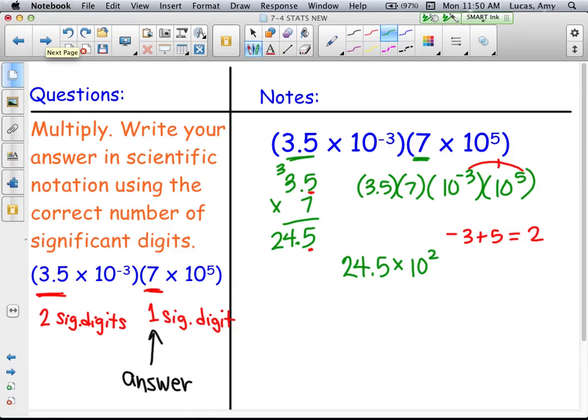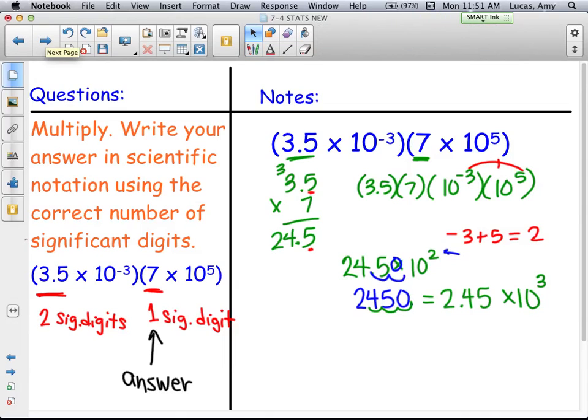Now, that is not in scientific notation. It's not. So if I write it out in standard form, 10 to the second power is like 100, so I'm going to move my decimal point 2 places to the right. So in standard form, it's 2,450. So if I moved it back to scientific notation, 1, 2, 3 places it would have to go. So 2.45 times 10 to the third power. That would be my answer.